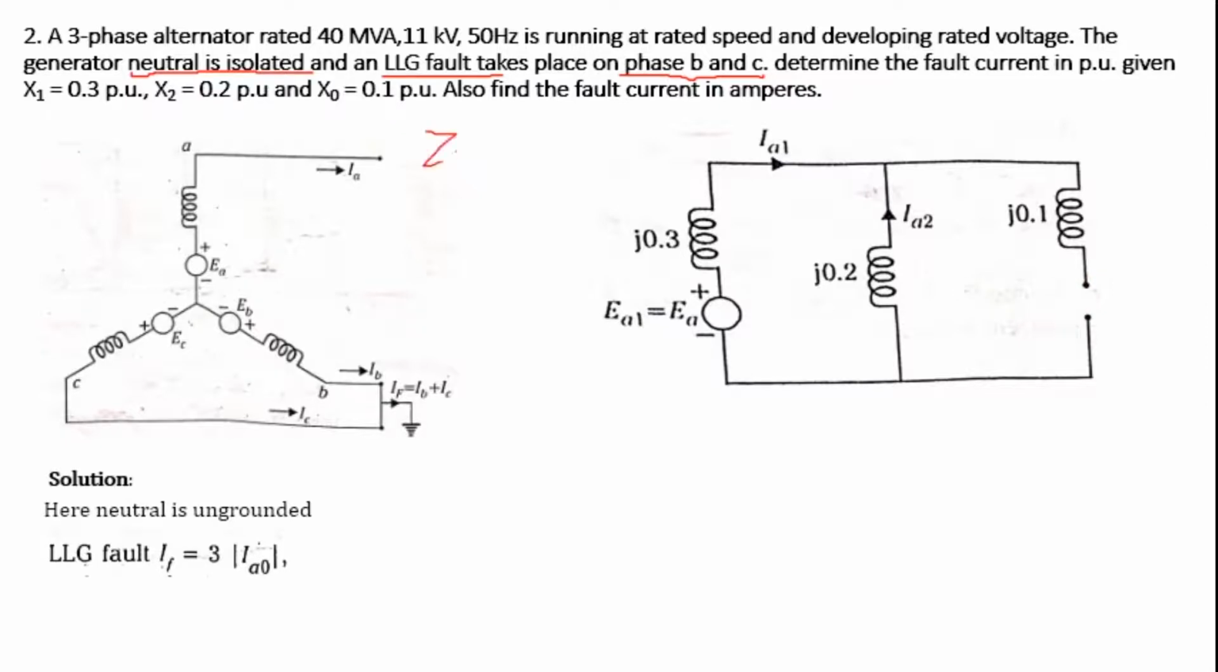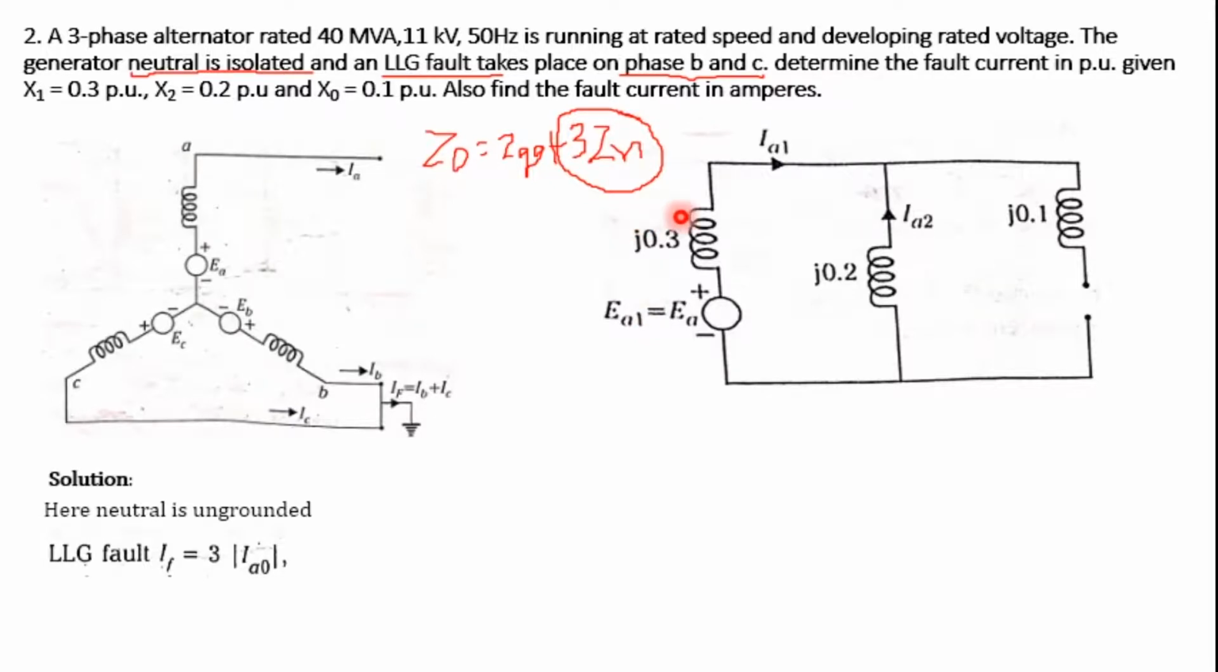Z naught is equal to Zg naught plus 3Zn. So this consists of the Z naught value Zg naught plus 3Zn. But here, what happened? The neutral is isolated, so we are not supposed to consider the value of Zn.